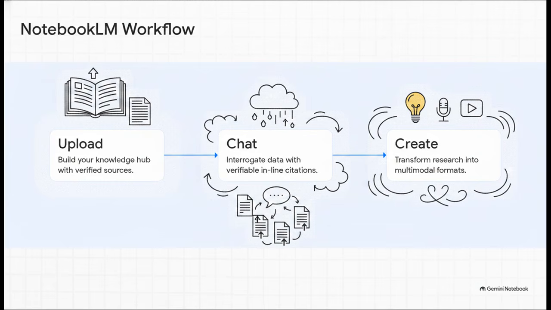And this is so cool. When you ask a question, the AI answers with instant, verifiable inline citations. You just click the citation and it jumps you to the exact highlighted passage in your original document. And then step 3, you transform that content into entirely new formats.